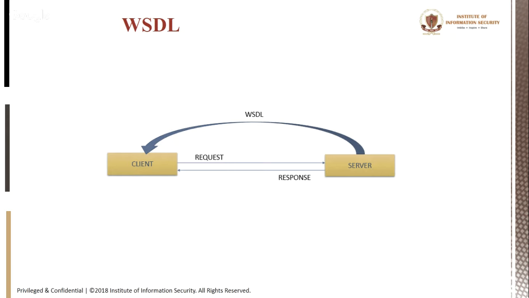So there's a particular repository which is UDDI. There he can publish his WSDL, and from there any requester or any web application which really wants to use that particular service for their requirement and usage can get that. So the client sends a request to the server, and the server sends the WSDL in response to the client. In this way the WSDL works.